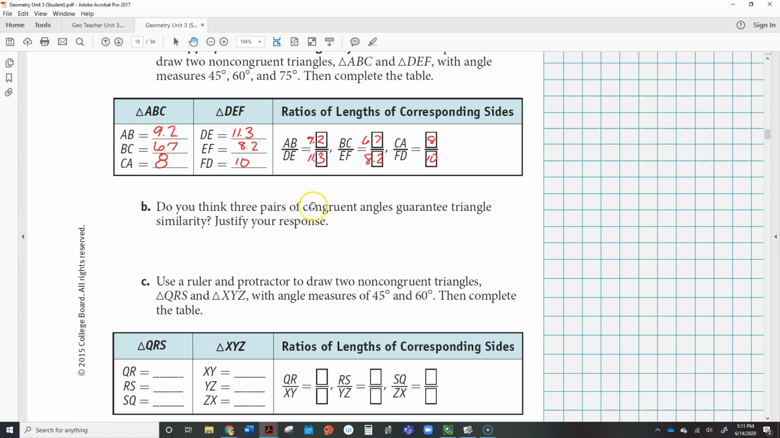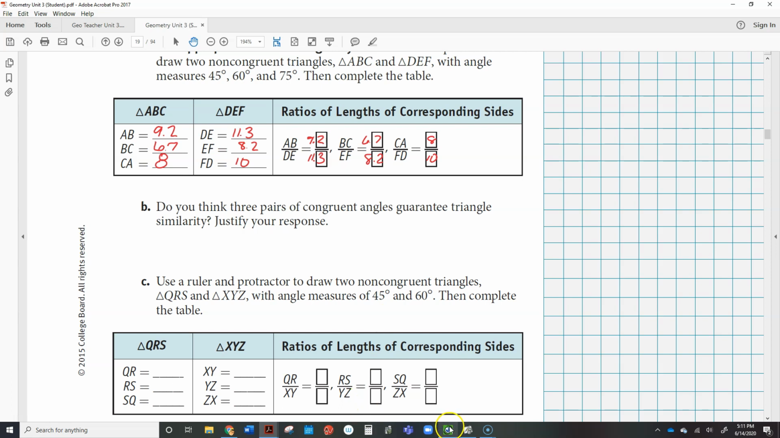So it says, do you think that the three pairs of congruent angles guarantee a triangle similarity? Yes, it does. If the three corresponding angles are congruent, your sides are going to be proportional. And it has to do with, let me draw this other picture real quick and I'll show you. It has to do with this. I could have drawn my picture like this.